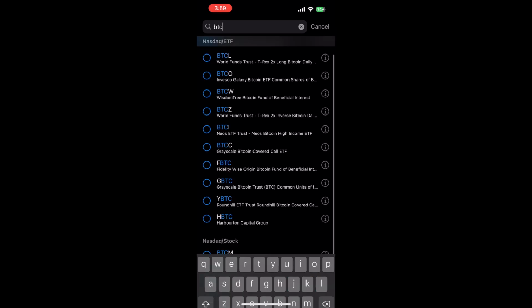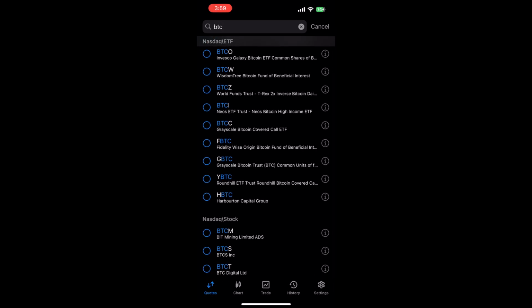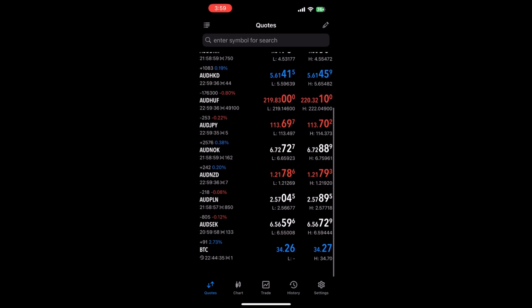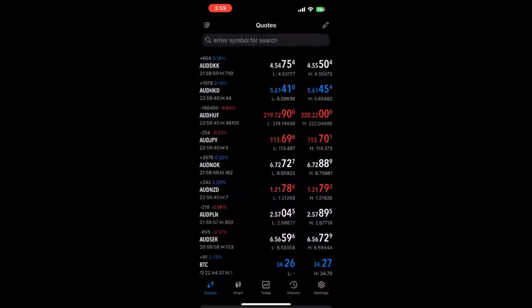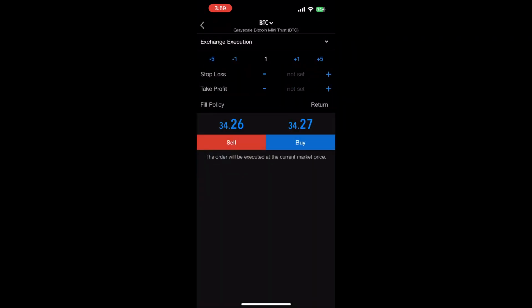Next, open MetaTrader 5 and add the Bitcoin symbol to MarketWatch. MetaQuote says you can click the plus sign in MarketWatch and type the symbol name to quickly add it. Once Bitcoin appears in the list, open its chart and review the price movement.